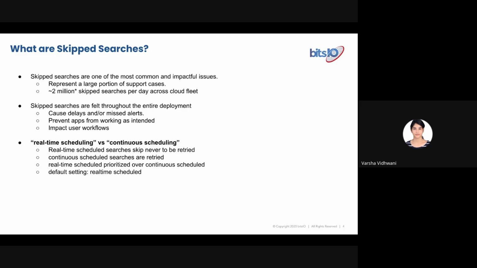Now, when we also talk about real-time scheduling and continuous scheduling, by default, the setting is real-time scheduled. So what does that mean? This is a very important difference. In real-time scheduling, if a search run is skipped, it will never be retried for that particular run.